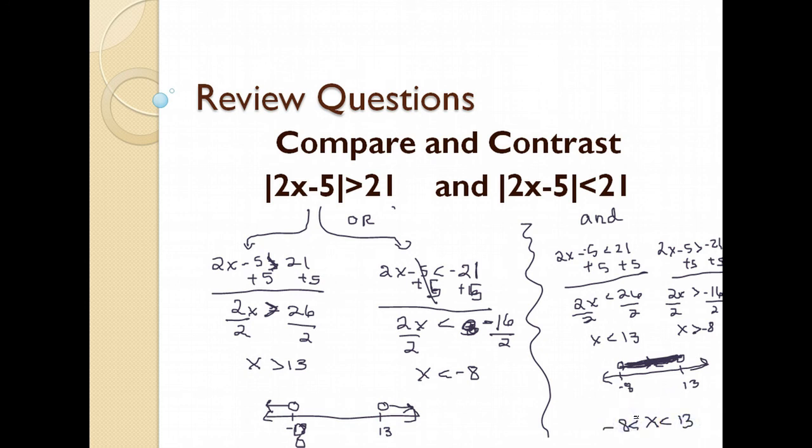So the difference is the difference in how they're going. Again, like I told you, if you isolate the absolute value and it tells you something that's possible, an absolute value can be greater than 21. If it's greater than, it's going to give you an or statement. And if you start out with a less than, it's going to give you an and statement, which will end up being an in-between statement. So this and this can coexist. They can happen at the same time. X will be greater than negative 8 and less than 13.